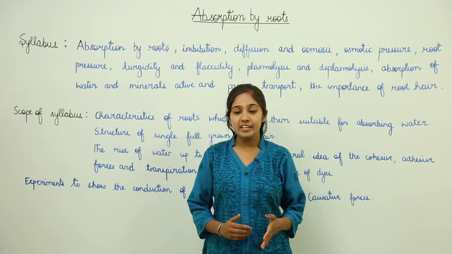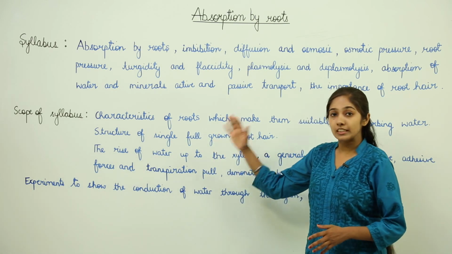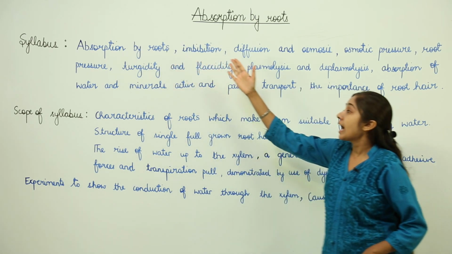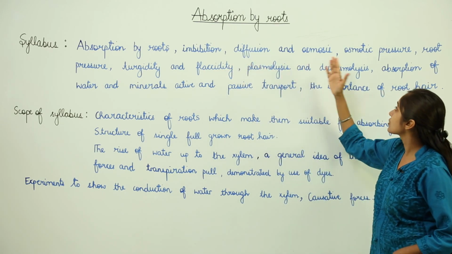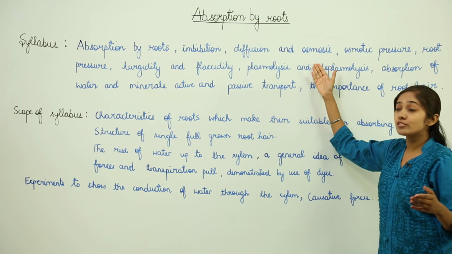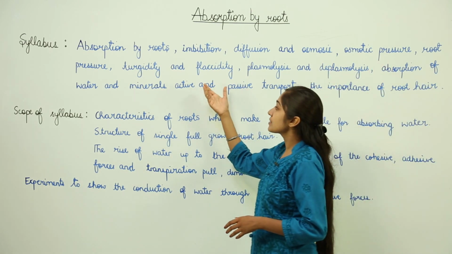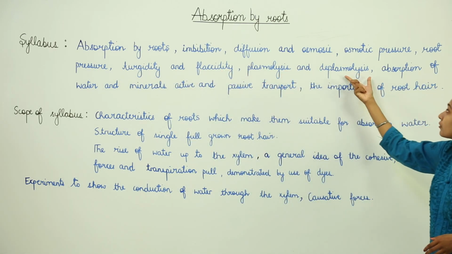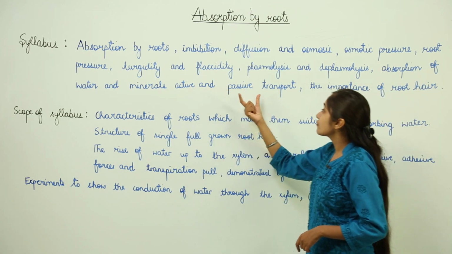So now let us see what we are going to discuss in this chapter and what is in your syllabus. We will discuss absorption by roots and certain processes such as imbibition, diffusion and osmosis, and with this we will also discuss osmotic pressure, root pressure and these terms, that is turgidity and flaccidity, plasmolysis and deplasmolysis, absorption of water and minerals, and active and passive transport.